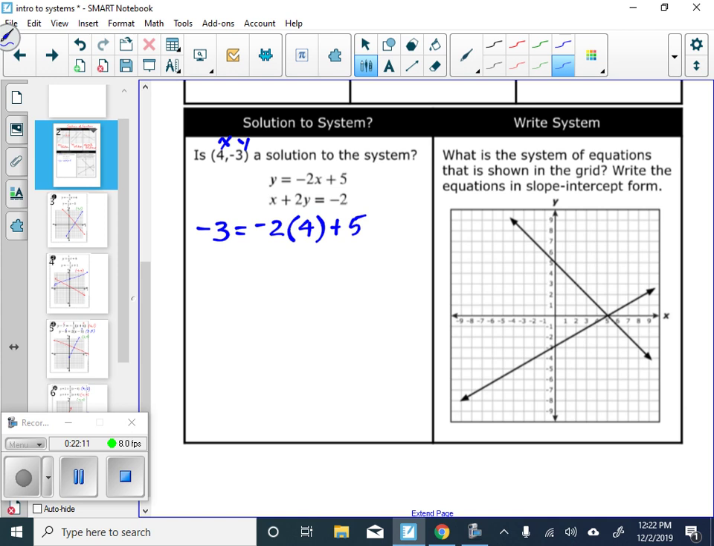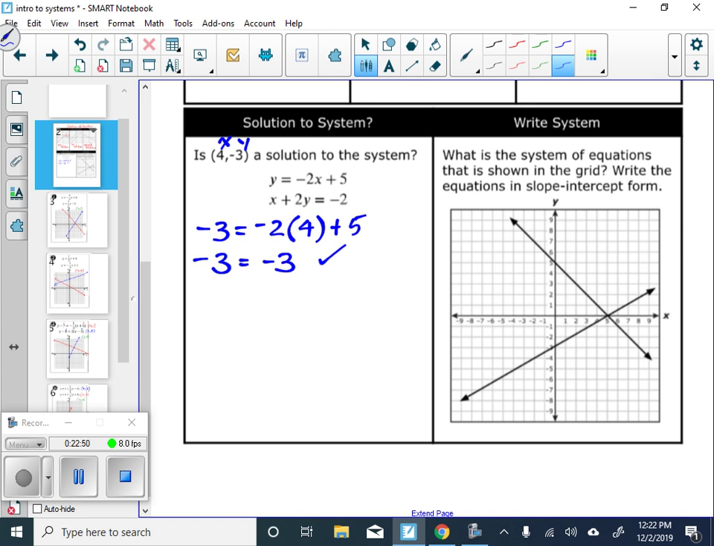Can I simplify the left side of the equation? Okay, so I'm just going to write it down. -3 equals. Now, can I simplify the right side of the equation? Yes. So what is -2 times 4 plus 5? You can run it in your calculator and get an answer, or you can say -2 times 4 is -8, plus 5 is -3. Does -3 equal -3? Yes. It works.